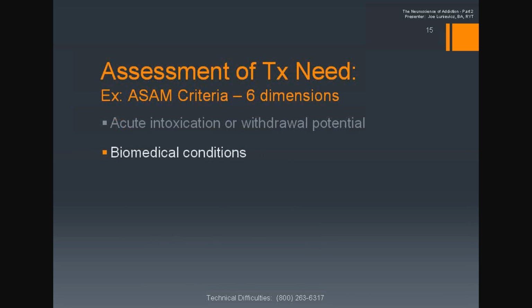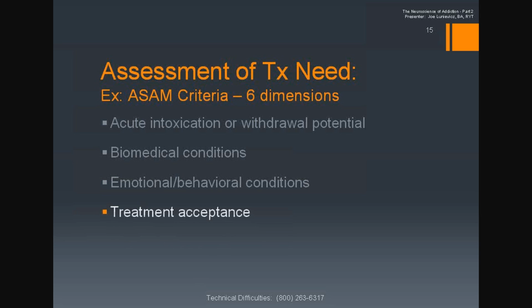Biomedical conditions, for example: what other physical problems do they have? Do they have diabetes, high blood pressure, family history of addiction? You'll notice the higher the severity of any of these, the more intensive the treatment program would need to be. And intensivity goes from outpatient to inpatient in its most basic way, so we're talking about treatment modalities. Emotional and behavioral conditions: is there a history of mental illness like anxiety or depression? Was there suicidal ideation? Is there aggressivity? These are the things that we would factor in.